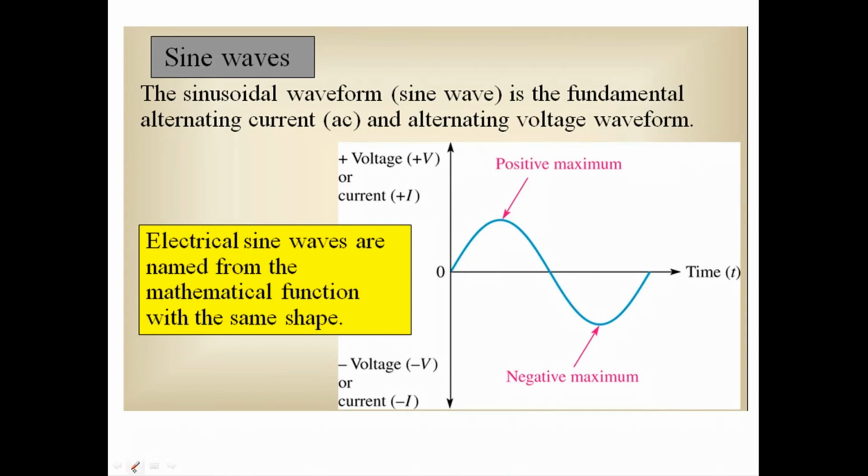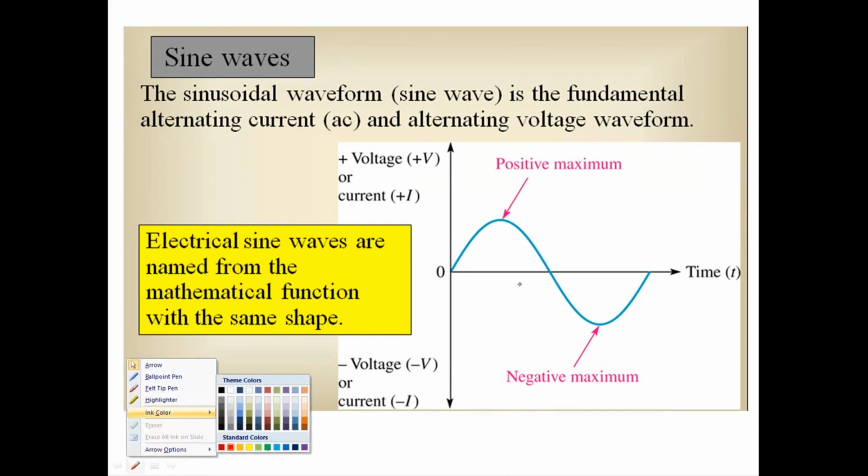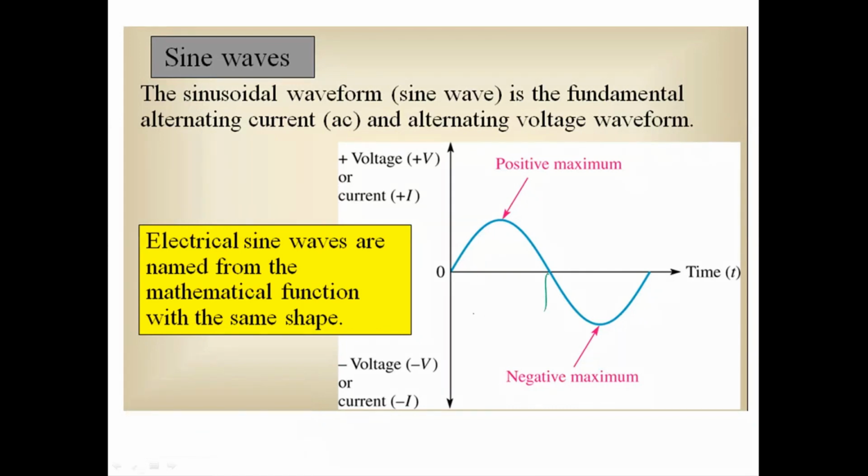See here in this diagram, suppose the total time up to here is T. The total time period is T, and for T by 2 it has positive values only, and another T by 2 portion has negative values. So either voltage or current will have only positive values during this T by 2 time period, and during the other T by 2 time period it has negative values. This sort of waveform is called a sinusoidal waveform, or alternating current or voltage waveform.